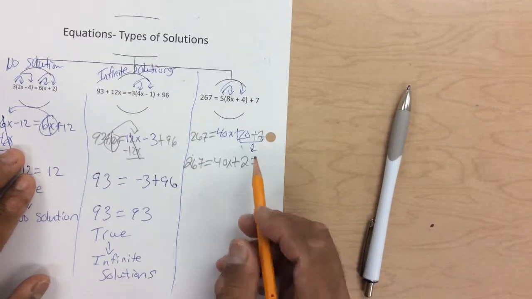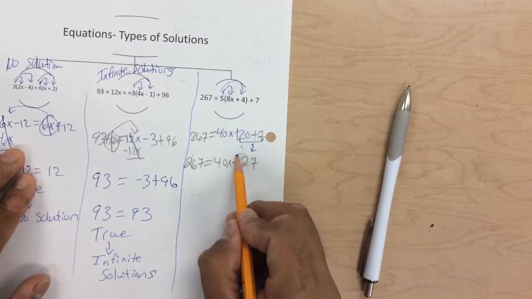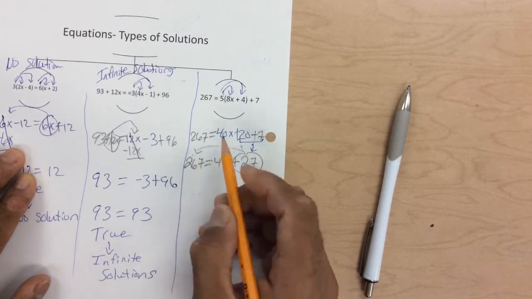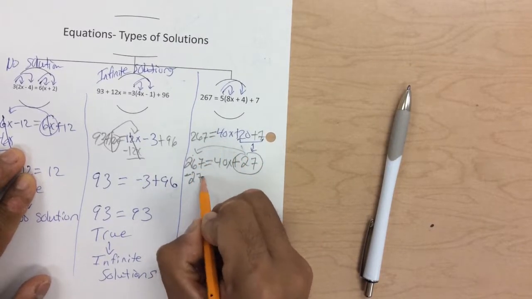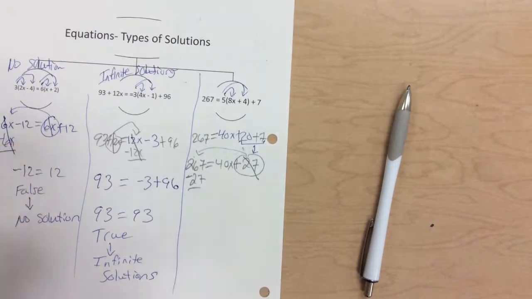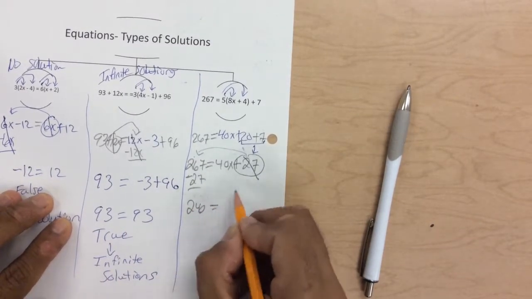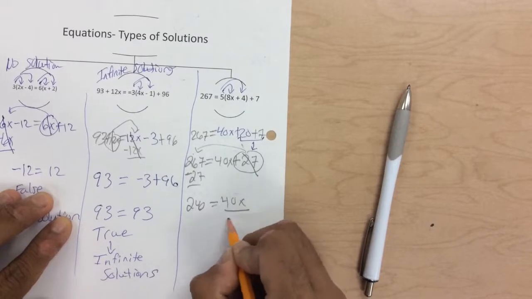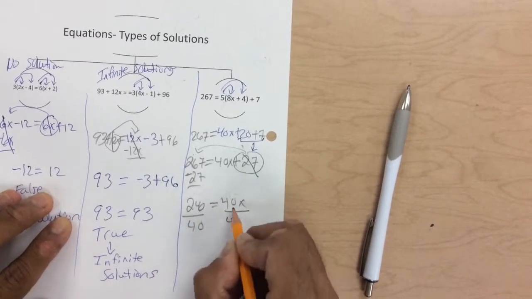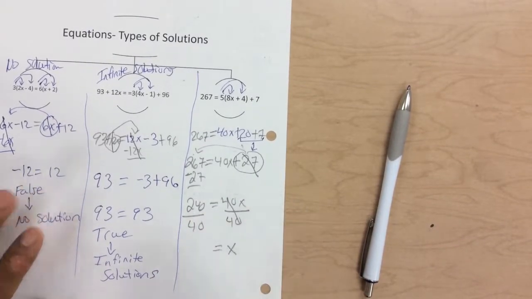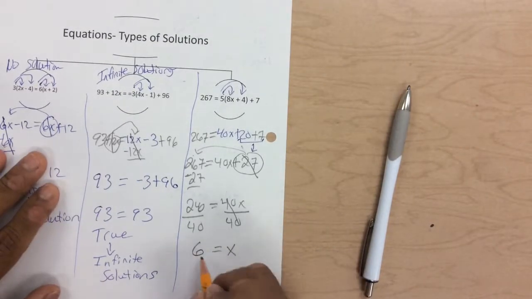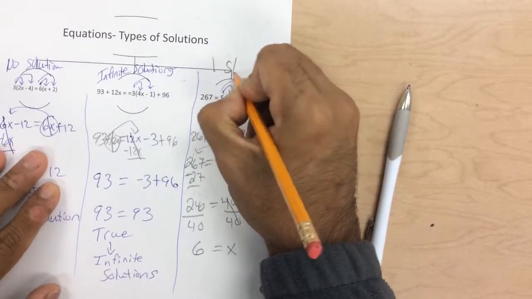Now I'll move on, and the next step is to jailbreak the constant, which is the plus 27, which becomes minus 27 after I move it. So 267 minus 27 is 240 equals 40x. Then of course you want to divide by 40. 240 divided by 40 gives me an answer of x equals 6. X equals 6 is my answer. It's a one solution problem.